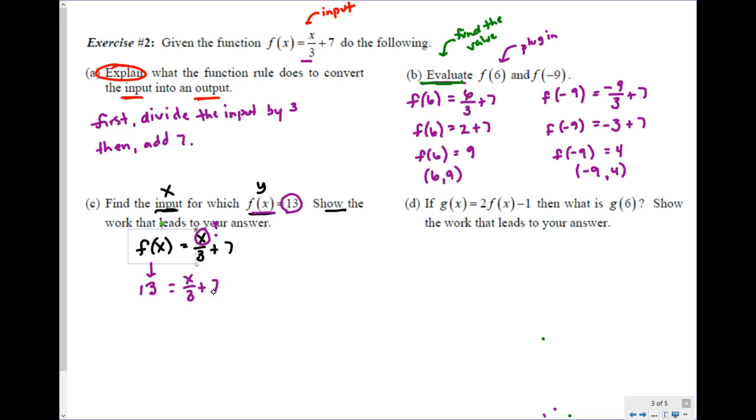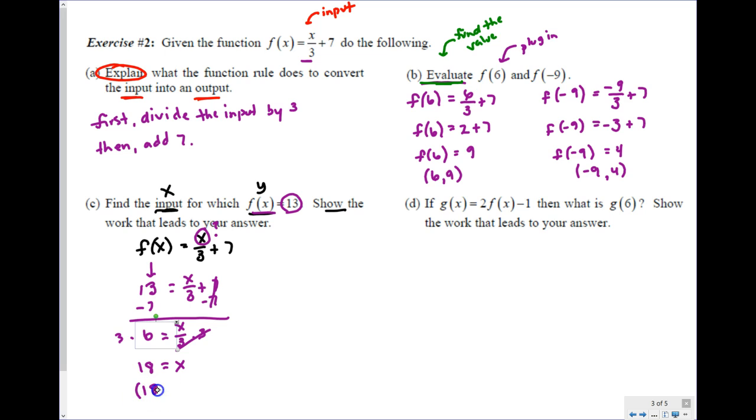This is a little harder, because I have to plug in and solve and do a few extra steps. But we've learned how to do this. We're going to subtract 7 on both sides. We're trying to get x alone. 13 minus 7 is 6 equals x over 3. Multiply both sides by 3 to get rid of that denominator, and I get x equals 18. So the input when f of x is 13 is 18.